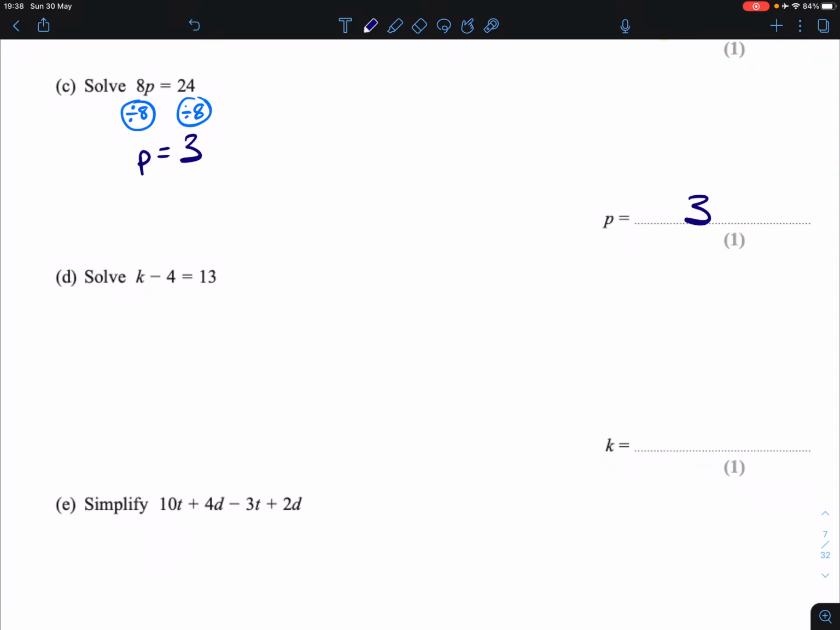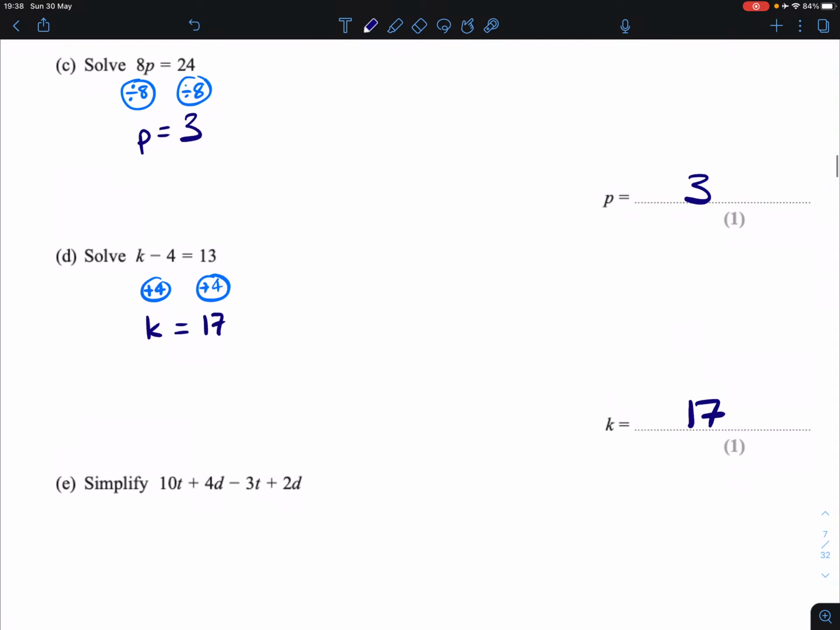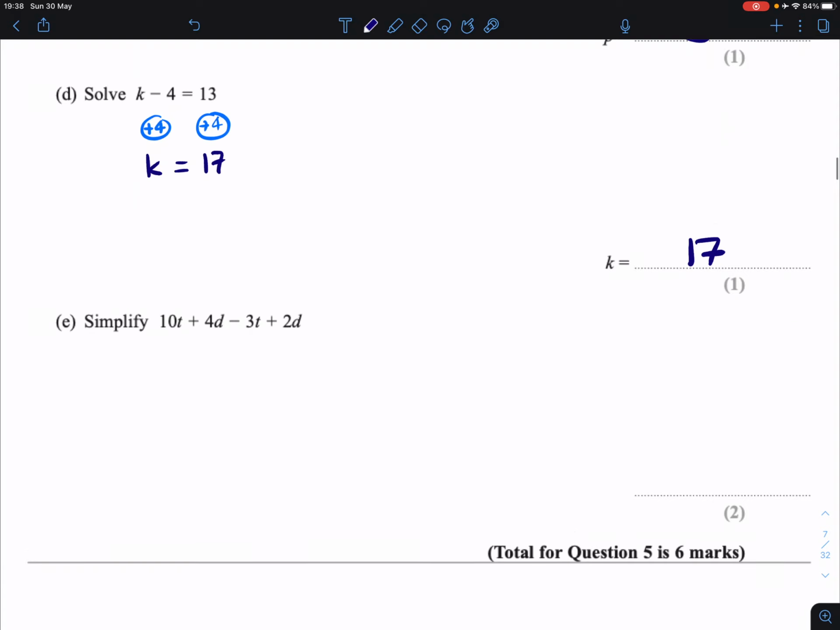Part D, solve k minus 4 equals 13. So similar situation here, we're trying to get the letter by itself, which means we've got to get rid of that minus 4. We do this by adding 4. They will cancel each other out. Consequence of that is we have to do the same on the other side because of this equal sign. On the left hand side, all you will have is k, and on the right hand side, the answer to 13 plus 4 is 17. So k is 17.